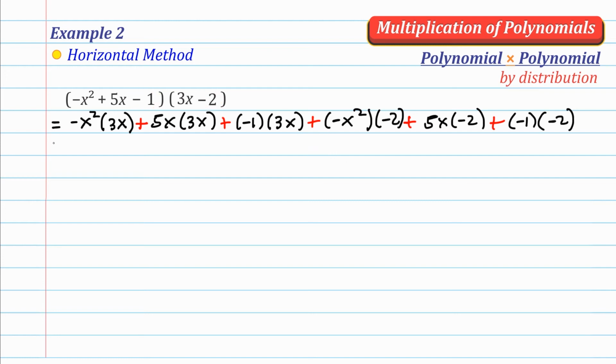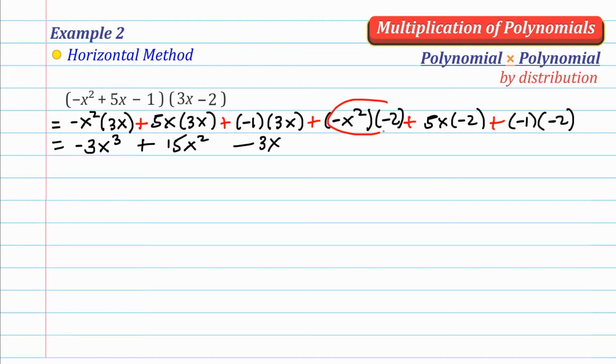Okay, so multiplying further, we have negative times positive 3 is negative 3. Then deal with the variables. X squared times x, using the rules of exponents, it's x cubed. Next, multiply these two numbers first. 5 times 3 is positive 15. Then x times x is x squared. Next, negative 1 times 3x is negative 3x. Plus negative 3x is the same thing as minus 3x.